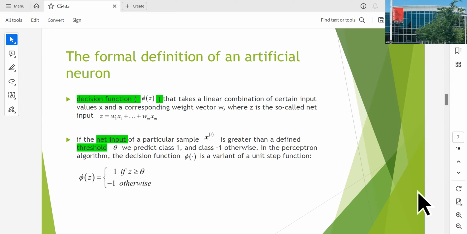The idea about the perceptron. And then here, we have the formal definition of an artificial neuron. There are a lot of terms we need to know. The very first is the decision function. And we have the concept of net input.